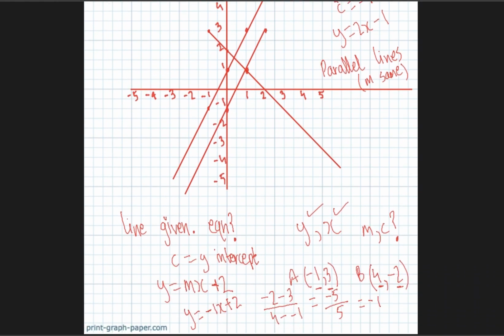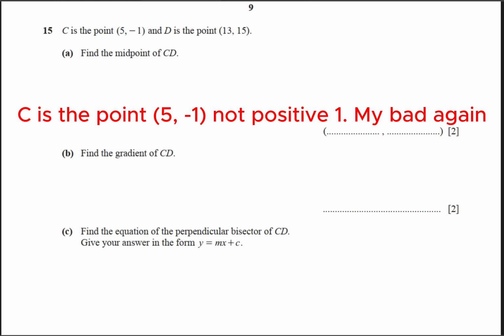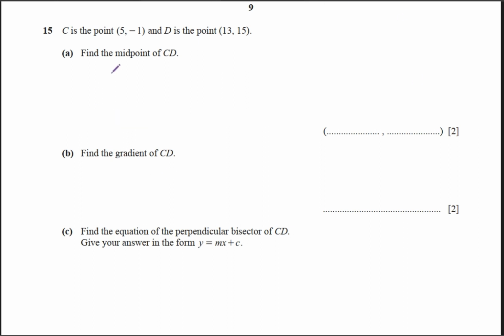So let's do an example question. C is the point 5, -1, and D is the point 13, 15. Find the midpoint of CD. Okay. So the midpoint is just the halfway point between C and D. We don't need to know what it looks like, but let's say C is right here, and D is 13, 15, somewhere over here.